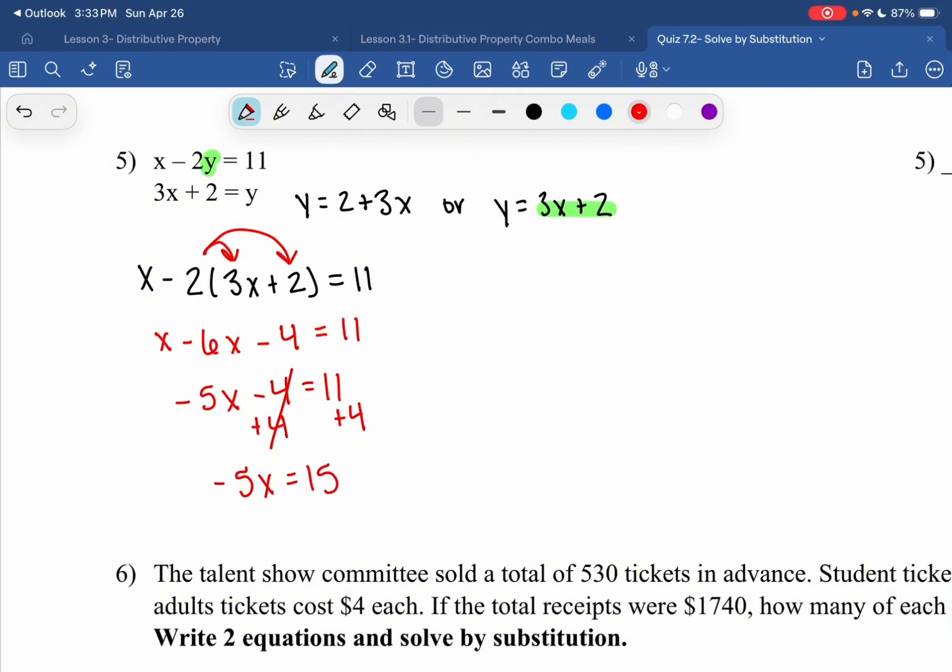This is a one-step equation, and the opposite of multiplication is division. And a positive being divided by a negative is a negative. So I get x equals negative 3.